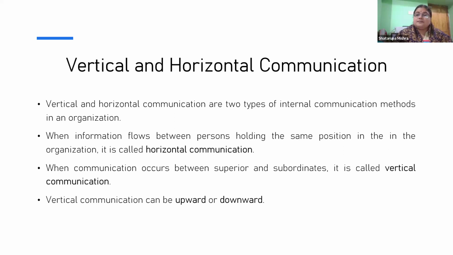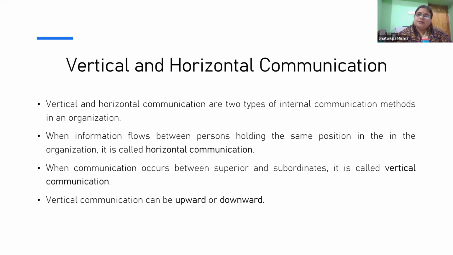Okay. Now, what is vertical communication? When communication occurs between the superior and the subordinates. Who is the superior in an organization? The person who occupies the highest position, okay, is the superior, and all others are subordinates. And there are different levels of hierarchy in a particular organization. So someone occupying a higher position is the superior, and someone occupying a lower position is the subordinate. Okay. Now, when there is interaction between superior and subordinates, it is called vertical communication.